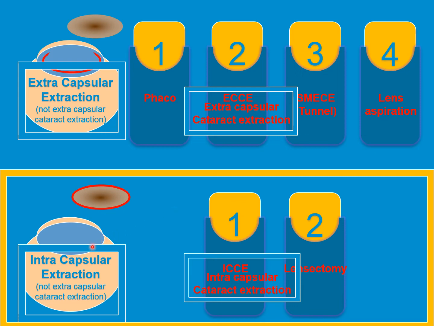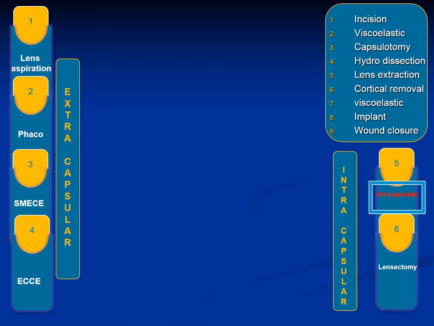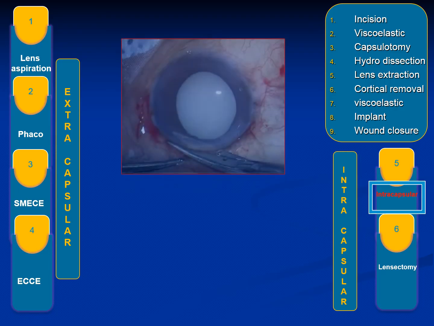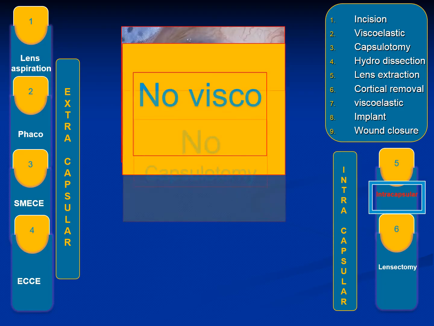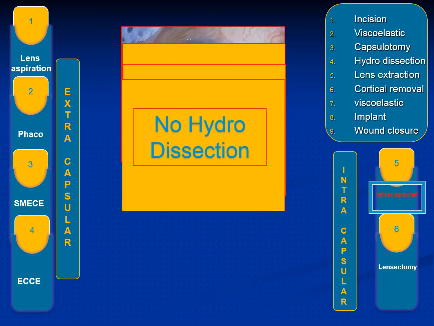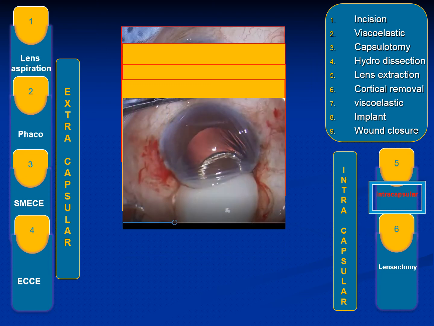Then comes the intracapsular type of cataract extraction. Remember, the capsule is taken out, both anterior and posterior capsule, along with the nucleus. There are 2 types of intracapsular cataract extractions: intracapsular cataract extraction and lensectomy. They are both different. In the first of them, the intracapsular cataract extraction, there are only 3 steps. One is the corneal incision, no visco, no capsulotomy, no hydrodissection. You take the whole lens out.